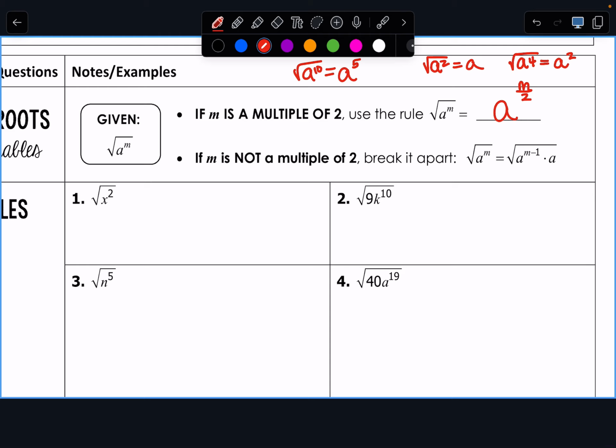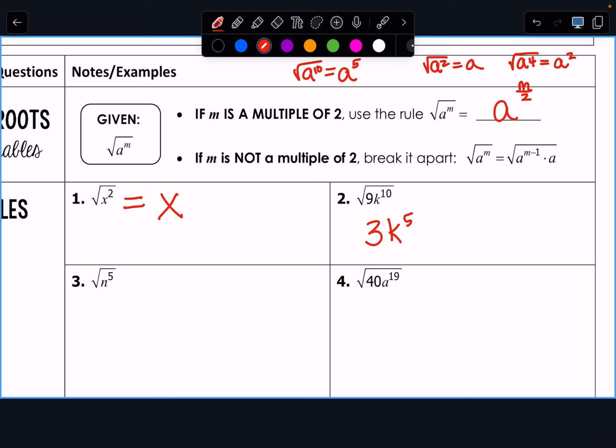Number 1, the square root of x squared is just x. All right, so now let's throw some numbers under there too. The square root of 9k to the 10th. Well, what's the square root of 9? 3. Okay. What's the square root of k to the 10th? K to the 5th. Duh.